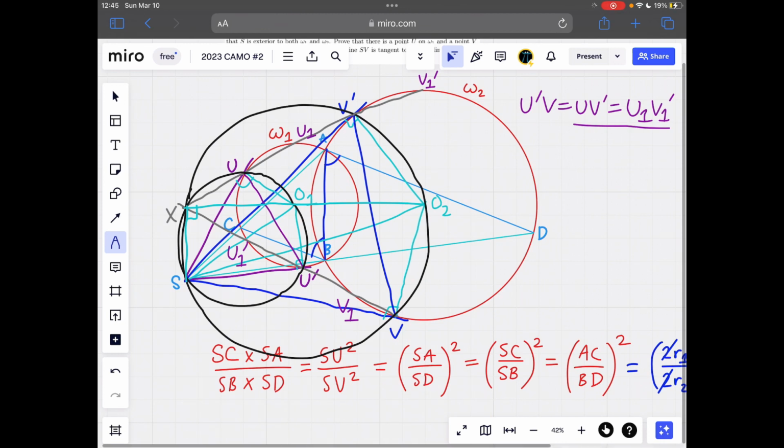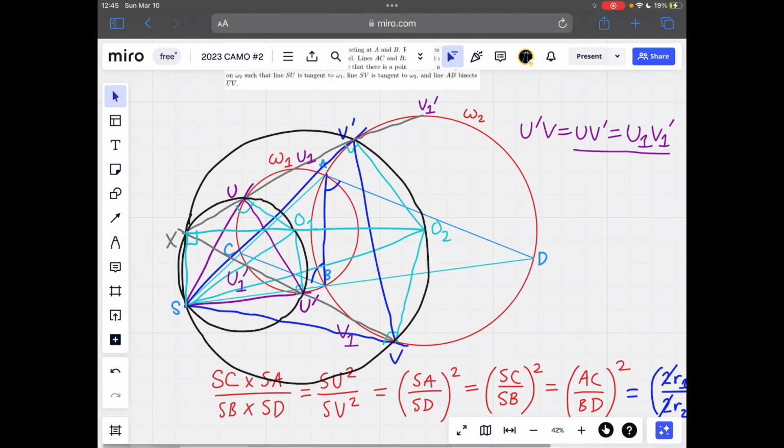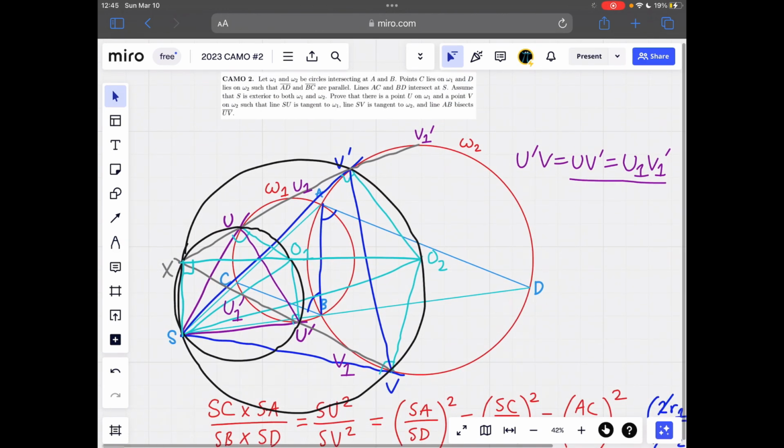And so if UV' equals U1V1', let's take a moment to go back to the problem statement. We want to prove that it's bisected by line AB. So maybe take a moment to look at this entire set of 4 points and focus on segments UV1' and U1V'. Now, because these two segments are equal, they have a common midpoint. Let's call that point T.